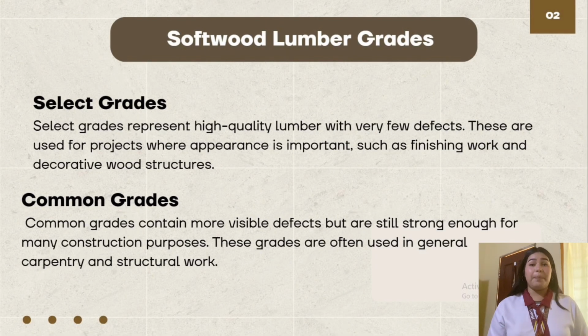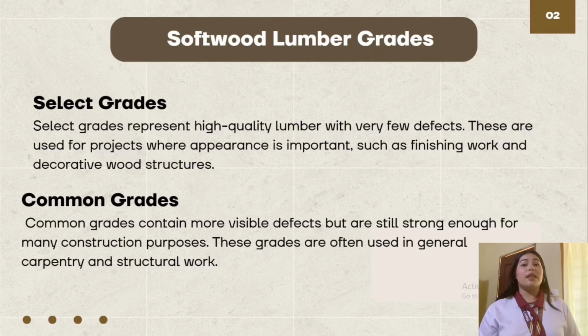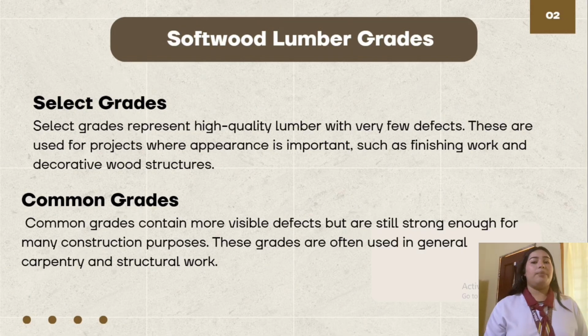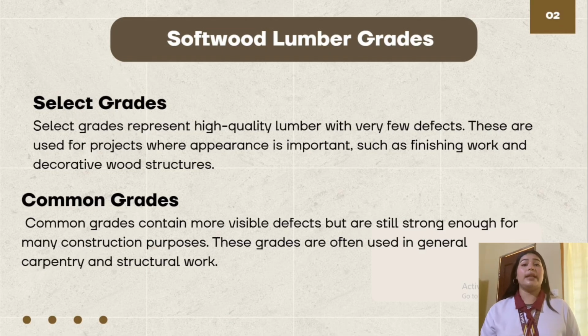Softwood lumber is classified into different grades depending on its quality and appearance. First, we have select grades. Select grades are high quality lumber with few defects. They are mainly used in projects where appearance is important, such as finishing work, furniture, and decorative wood structures. Because of their clean look and minimal imperfections, select grades are ideal for visible surfaces.